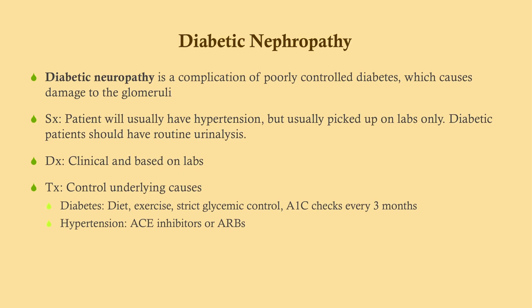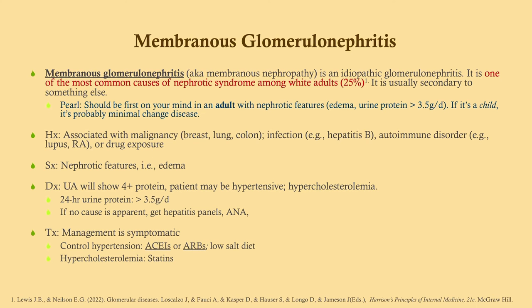To treat this, you just control the underlying causes. So we've got to get the diabetes under control. So diet, exercise, and strict glycemic control. Get your A1C checked every 3 months. If we're not getting it under control, then maybe we need to switch the anti-hyperglycemic medications to get the A1C into an optimal range. For hypertension, ACE inhibitors.